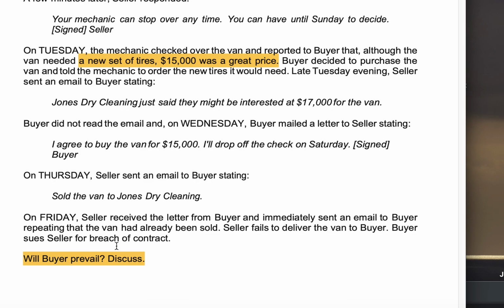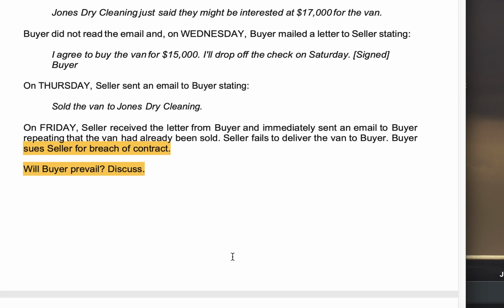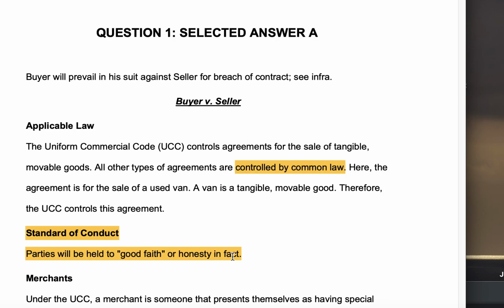So basically on Friday, the seller received a letter from the buyer and immediately sent an email to the buyer repeating that the van had already been sold. Seller fails to deliver the van to buyer. Buyer sues seller for breach of contract. So your question is, did the seller breach the contract? Did they have a contract? Will the buyer prevail? This one person put in the defenses that the seller would have, the remedies for the buyer. Both of them put in remedies.